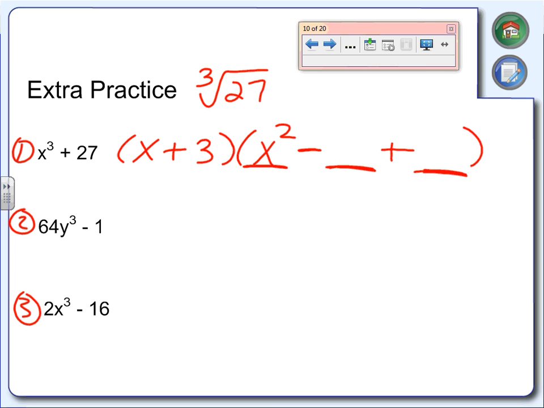To get the middle part, all you're going to do is take both of the terms in the binomial, the x and the 3, and you're just going to multiply them together. Does anybody know what an x times a 3 is? 3x. That's what's going to go in the middle.